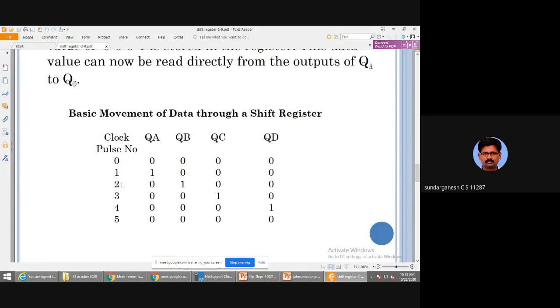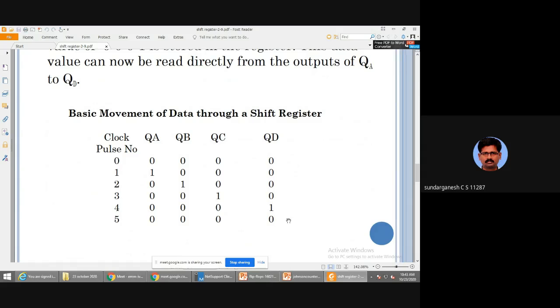At the second clock pulse, now I'm making the input 0. So it becomes 0, and this one will move here. Actually, QB will move here, QC will move here. I'm making the D input 0 afterwards. Now this 0 moves here, 1 moves here, 0 moves here. Next one, 0 only input. So 0, 0 here, 0 here, 1 here. Once again 0, so 0, 0, 0, 0.